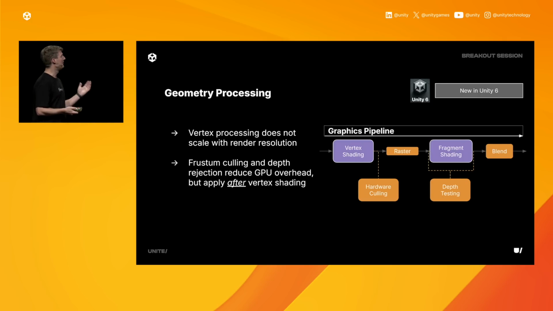And while techniques like frustum culling, which removes objects outside the camera's view, and depth rejection, which skips pixels hidden by others, help reduce GPU overhead, these processes occur after vertex shading. And this means that the GPU still has to handle the vertex processing before these optimizations take effect.